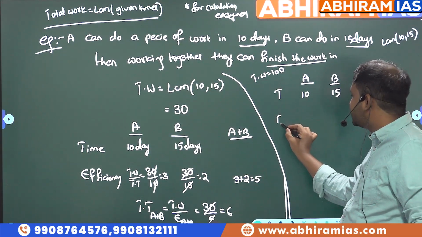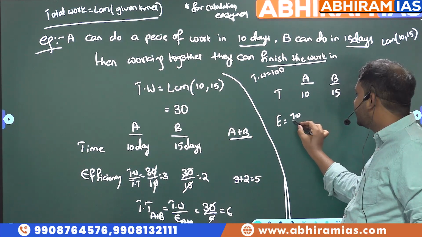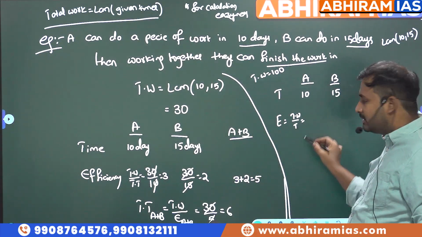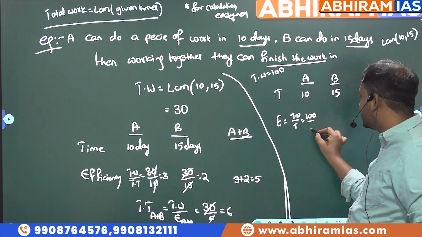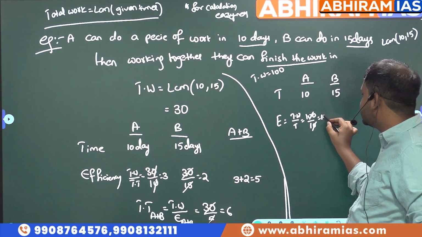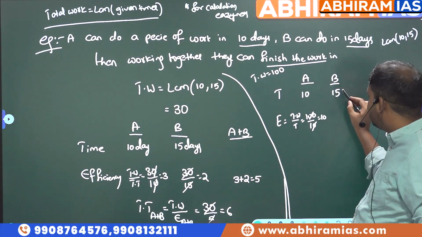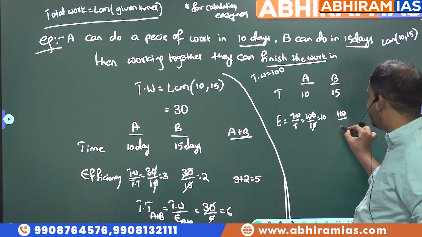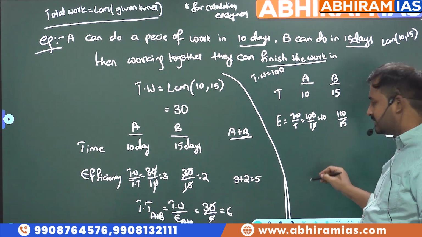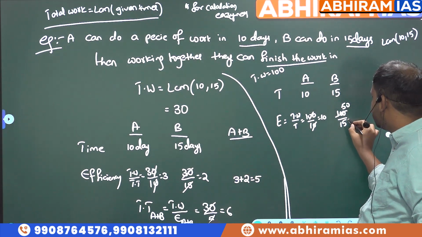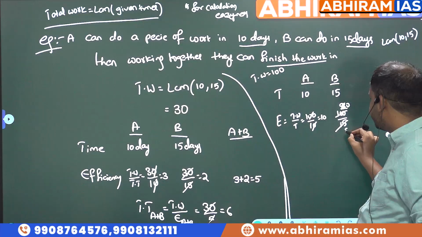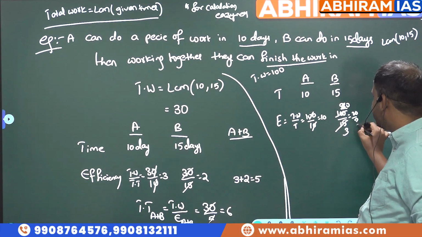Now what is the efficiency of A? Total work by time taken. Total work is 100 and the time taken by A is 10 here. So efficiency of A becomes 10. Now efficiency of B will become what? 100 by 15. Why? Because time taken by B is 15 days. So this becomes what for me here? Sorry, 20 by 3. This becomes 20 by 3.